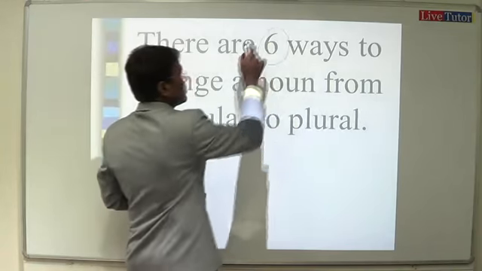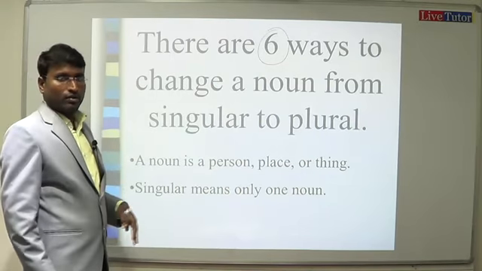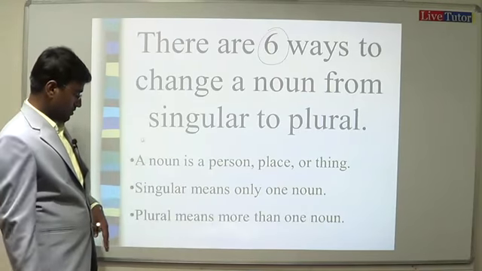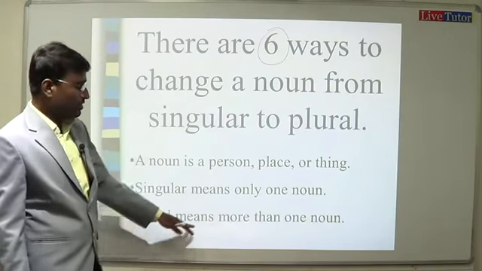A noun is a person, place, or thing. Of course, you know these are the names, the naming words. It's the definition of a noun. Singular means only one noun. What do you mean by plural? Plural means more than one noun. Okay, when a noun becomes many nouns, how does it become plural? Cow becomes cows. How? The number gets increased, the quantity increased. That's why we call this plural.